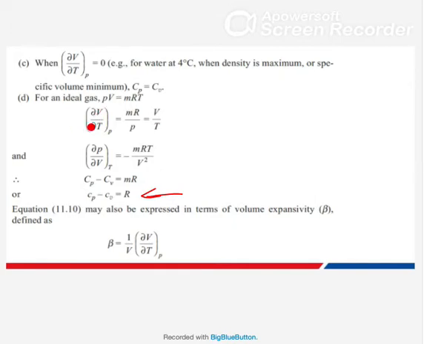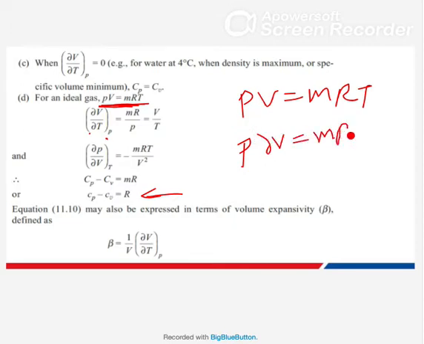So this dou V by dou T at constant pressure, we can calculate for ideal gas. This is the ideal gas equation, PV equals mRT. So you calculate dou V by dou T. You just differentiate this with respect to T, as the pressure is constant. PV equals mRT. So what we want to calculate is dou V by dou T. So it will become P dou V equals m R dou T, M is constant, R is constant. So dou V by dou T will become mR by P, at constant pressure, obviously.